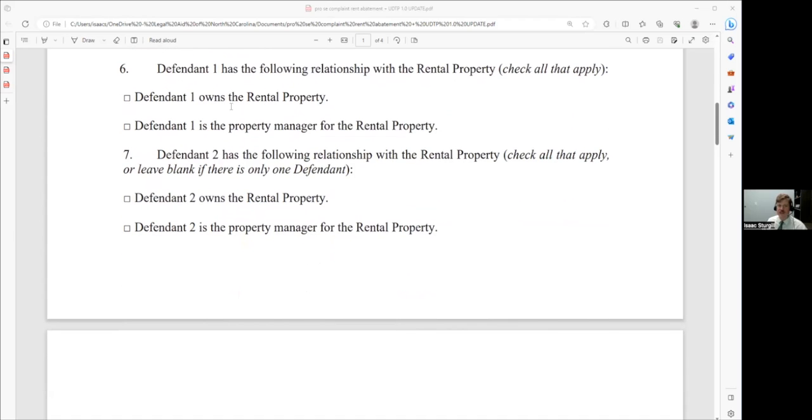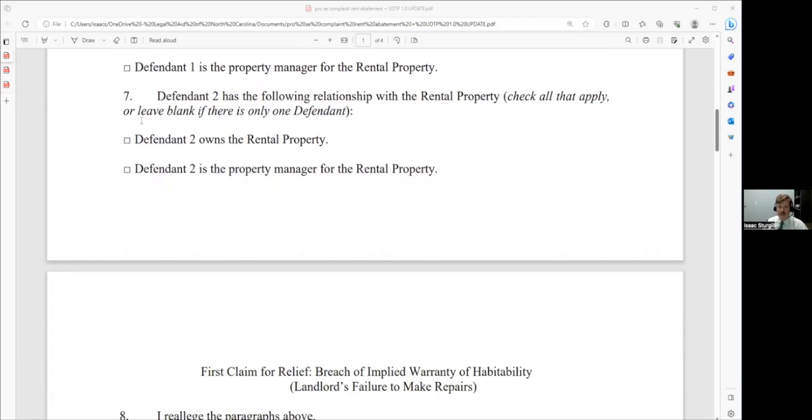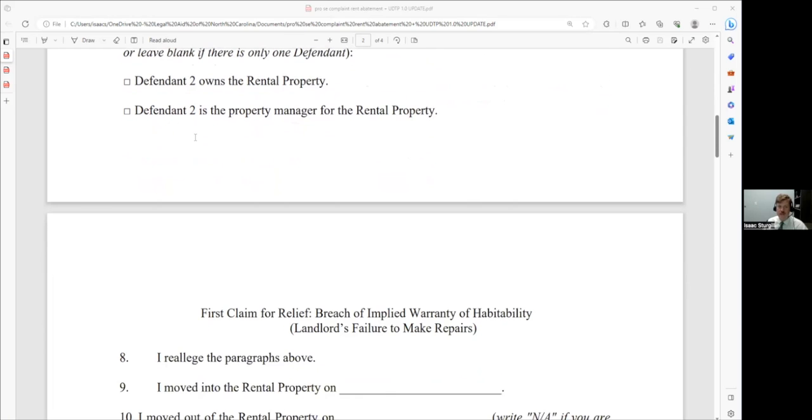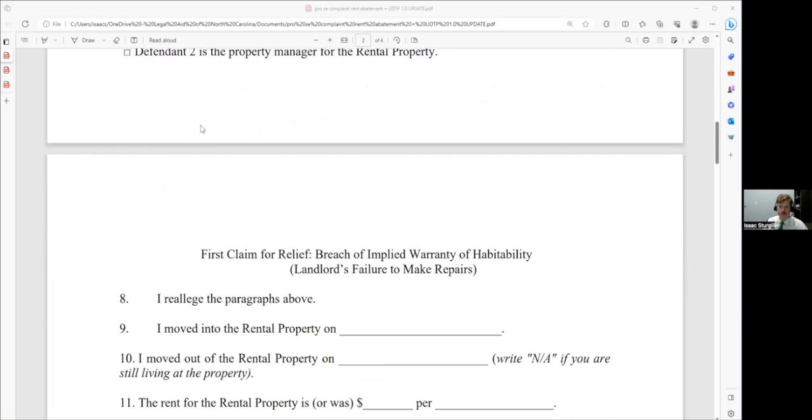And then this is explaining the relationship of the defendant, whether they're the owner or the property manager. So whoever you wrote down as defendant 1, you're going to check either that they own the property or that they're the property manager. And they could be both, right? If you have a landlord that manages his own property, you could check 1 and 2, that defendant 1 is the property manager and the owner. If you have 2 defendants, then you do the same thing for defendant 2. You're just explaining to the court what that person's role is.